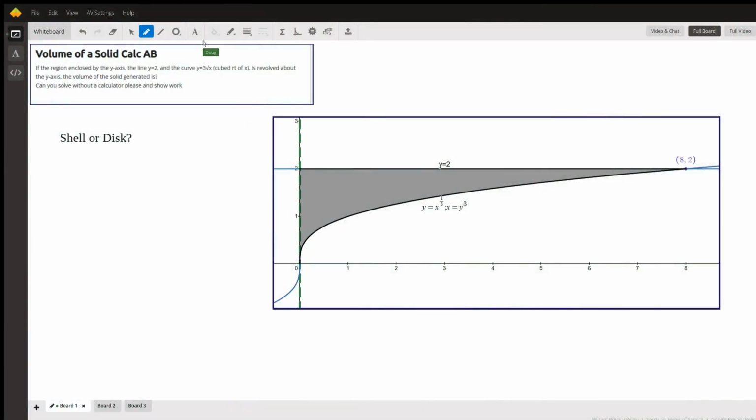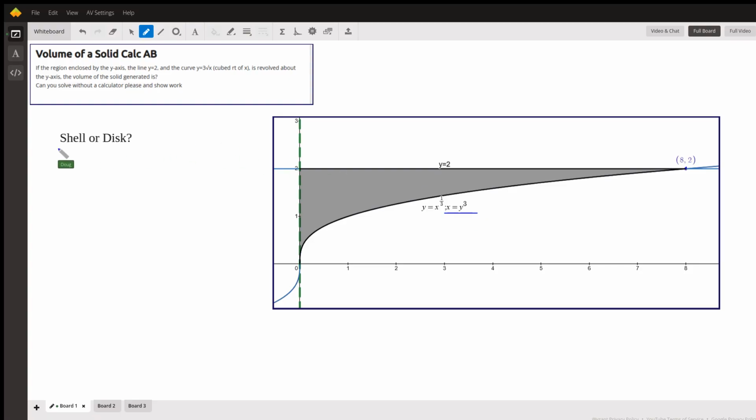Okay, here's a diagram of the region in question. We've got this curve right here, which is y equals the cube root of x. You could also write it this way, x equals y cubed. And the point of intersection is over here at (8, 2), which we can solve by putting 2 in for y.